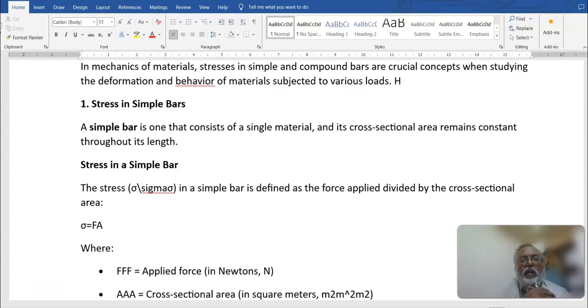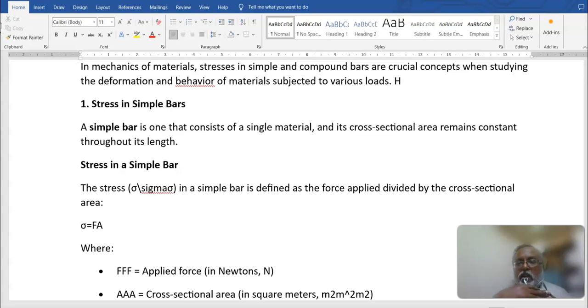Dear boys, in previous classes we were discussing the solids and fluids along with their properties. Here we are going to look into the various kinds of stresses acting on simple as well as compound bars. In the mechanics of materials, the stresses in simple and compound bars are crucial concepts when studying the deformation and behavior of the material subjected to various loads.